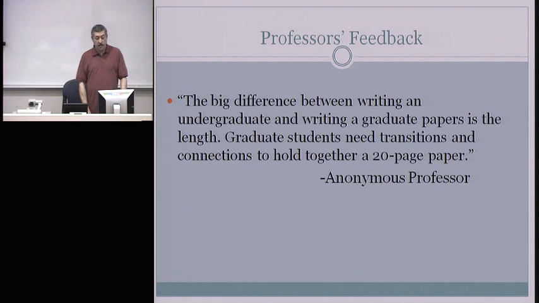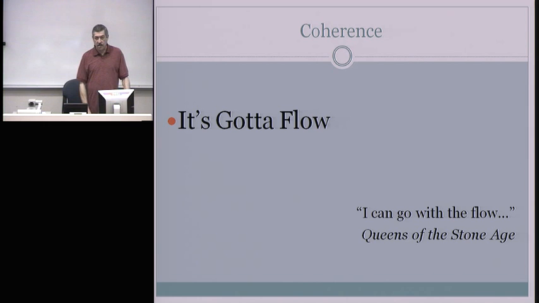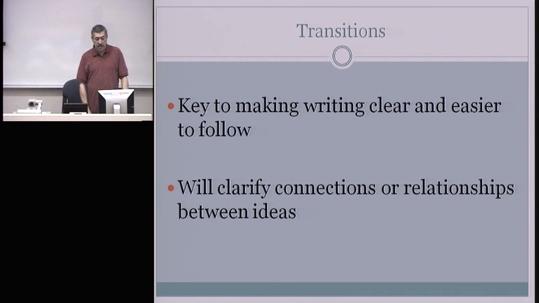The big difference between writing an undergrad paper and writing a graduate paper is the length. Grad students need to add transitions and connections to hold a 20-page paper together, because that is one of the hardest things to do. I see a lot of students just jumping from one idea to the next. Remember, the paper's got to flow. So transitions are the best way to change that. Transitions are key to making the writing clear and easy to follow, and they also help with clarification and make the connections or relationships between the ideas.